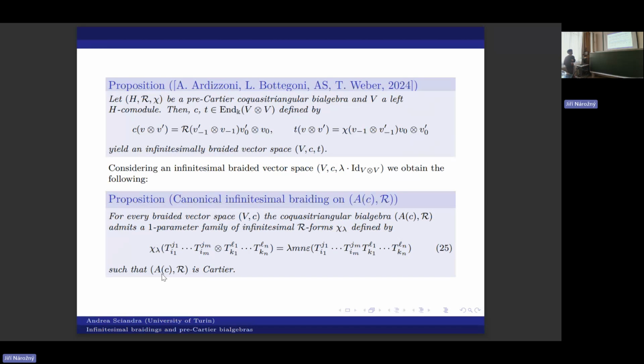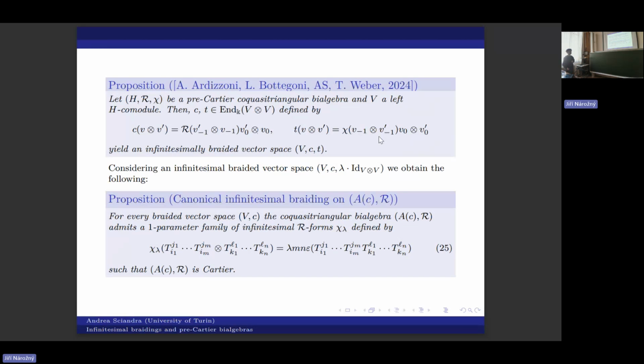We also have a kind of vice versa. If we start with a pre-Cartier quasi-triangular bialgebra and we consider a left comodule, then we can define an infinitesimal embedded vector space in this way. So for C, you can see that we use the R, and we flip, we change the order of V and V prime, while for T we use the chi and we don't change the order of V and V prime.